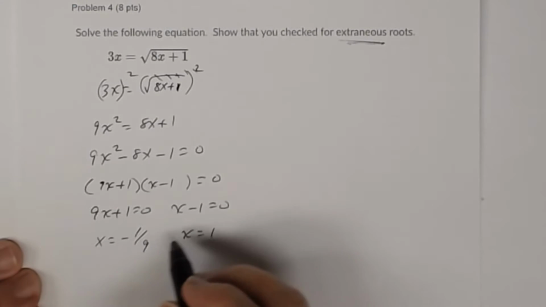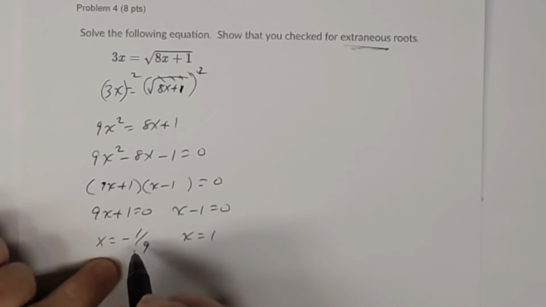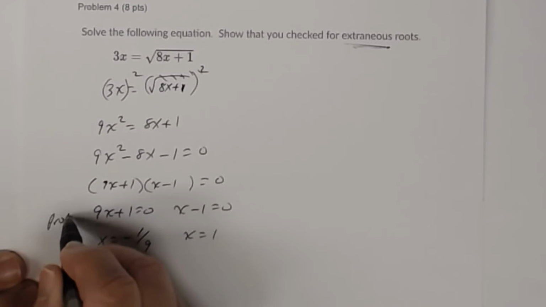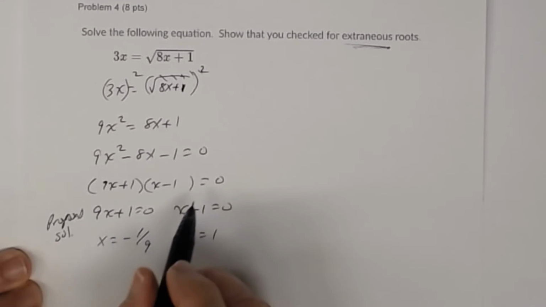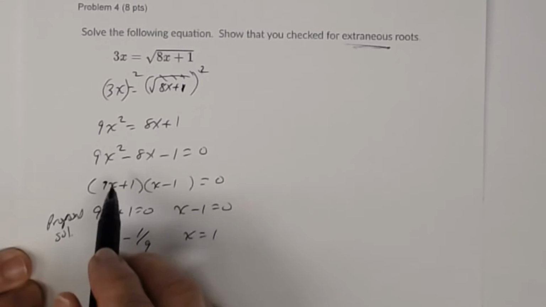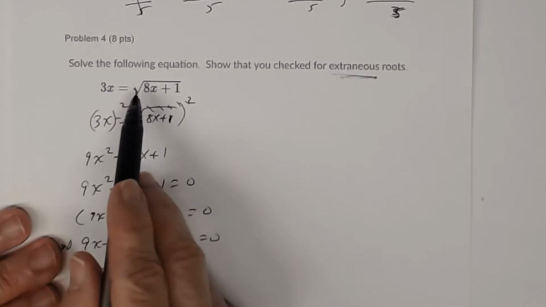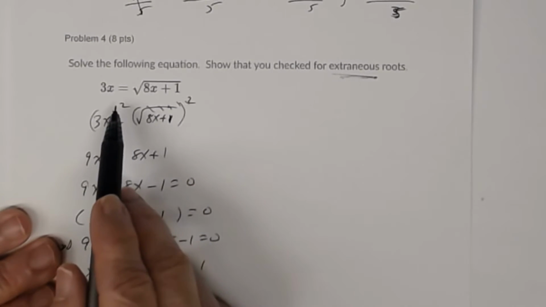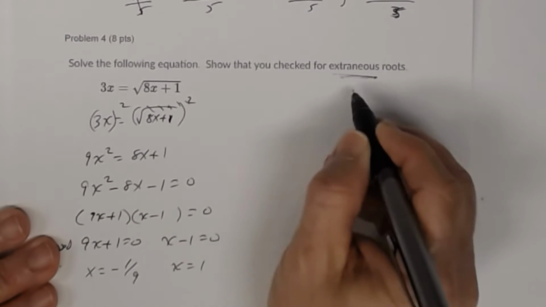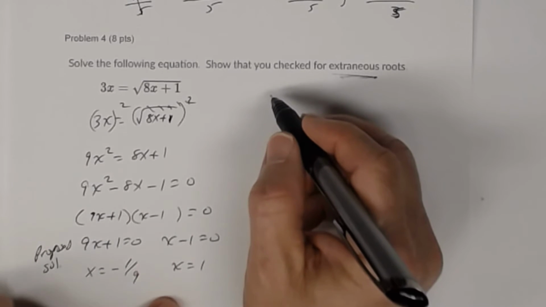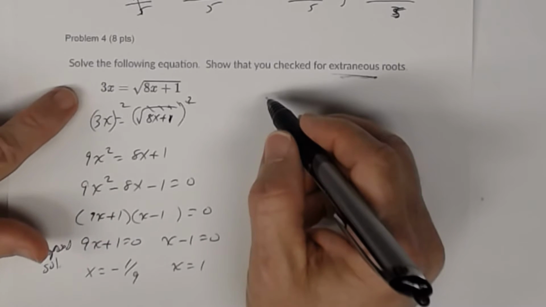All right, now remember these are my proposed solutions. I know that these solutions are solutions to this linear equation and they are solutions to this quadratic. But they may not be solutions to the radical because I raised both sides to an even power, and so I need to check. So we have to check for extraneous roots. We got to check and see if any of these are false solutions. We know it's a solution here, but it may not be a solution to the original.